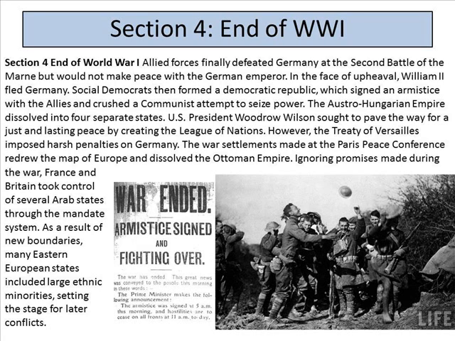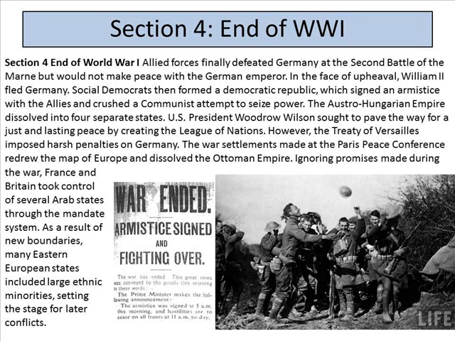Allied forces finally defeated Germany at the Second Battle of the Marne, but would not make peace with the German Emperor. In the face of upheaval, William, or Wilhelm II, fled Germany. Social Democrats then formed a democratic republic, which signed an armistice, which is like a peace agreement, with the Allies and crushed a communist attempt to seize power. The Austro-Hungarian Empire dissolved into 4 separate states.